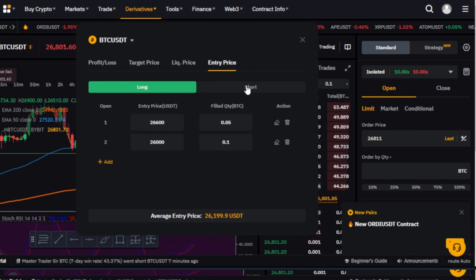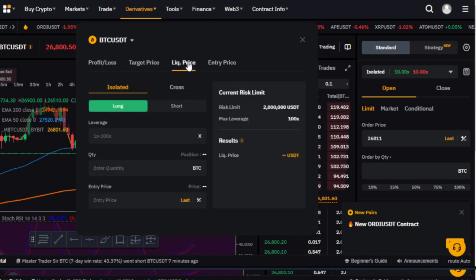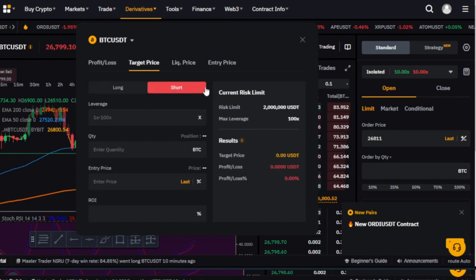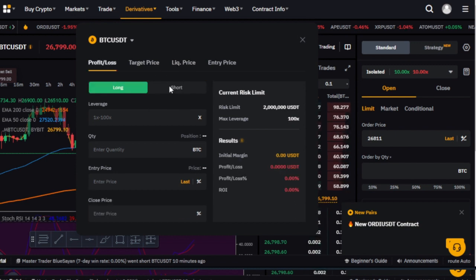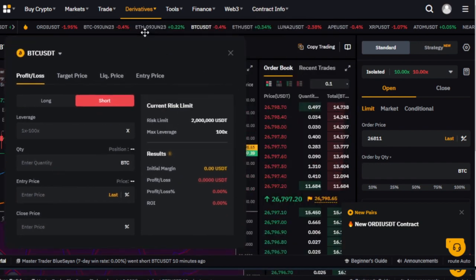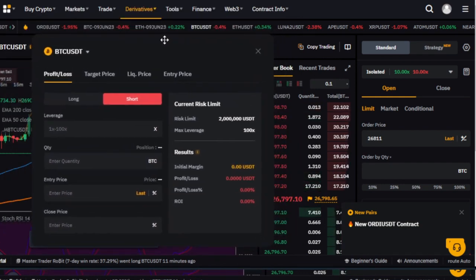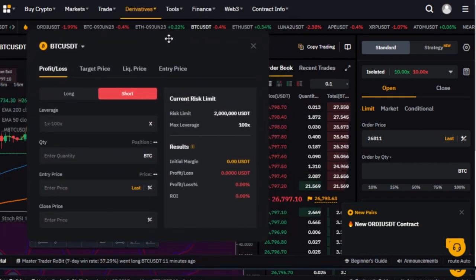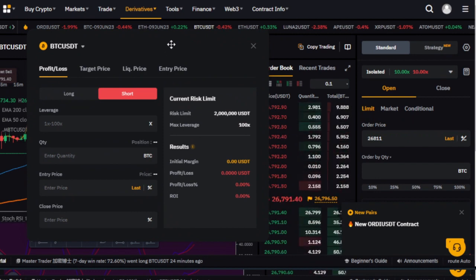The same thing applies to the short. All of that I showed you, if you want to calculate for short, you just switch to the short option and it will give you the calculation for all of that. So make the futures trading calculator on the Bybit exchange your friend. Make it your friend, and it will always guide you in entering your trade and exiting your trade.